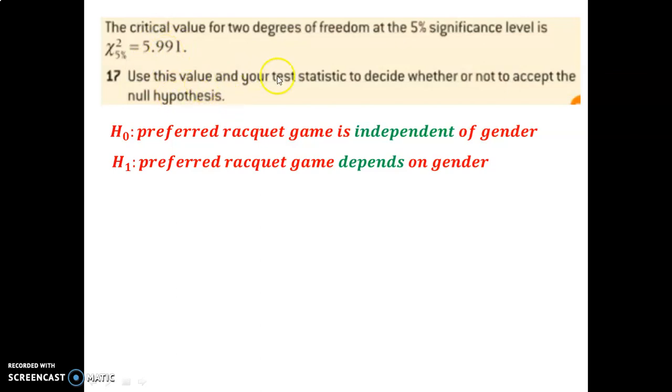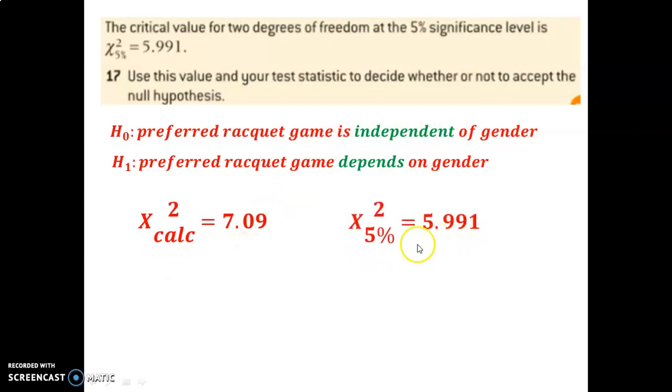Okay, so we're going to use this value and compare to our test statistic and decide if we're going to accept this null hypothesis or reject it. So again, our null hypothesis is that racket game is independent of gender. Okay, so here's our calculated value, and here's the critical value at 5%. Our calculated value, which again shows how different our observed values are from expected values, is bigger than this one. And if that's bigger than that, we can say it's so big that the two things cannot be independent. They must be dependent. Gender must influence racket sport choice, because we see that our values are so different from the expected values, more than the 5% would allow.